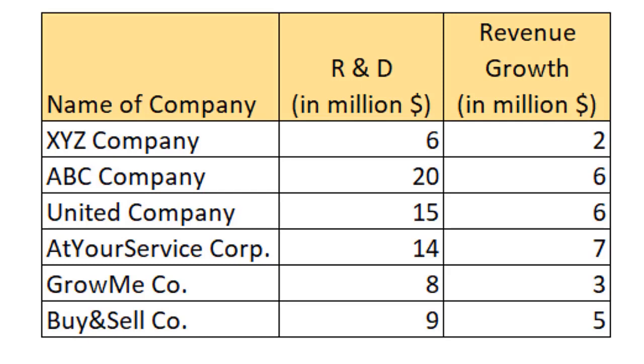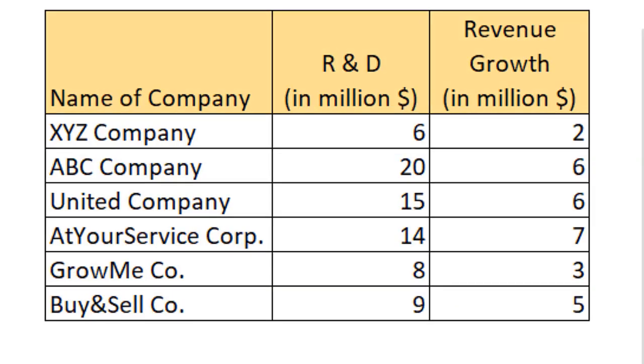You gather data from different companies, and this is the result of our data gathering. You make a table showing the 6 companies and the respective research and development costs and revenue growth in the recent year. Both figures are in $1,000,000.